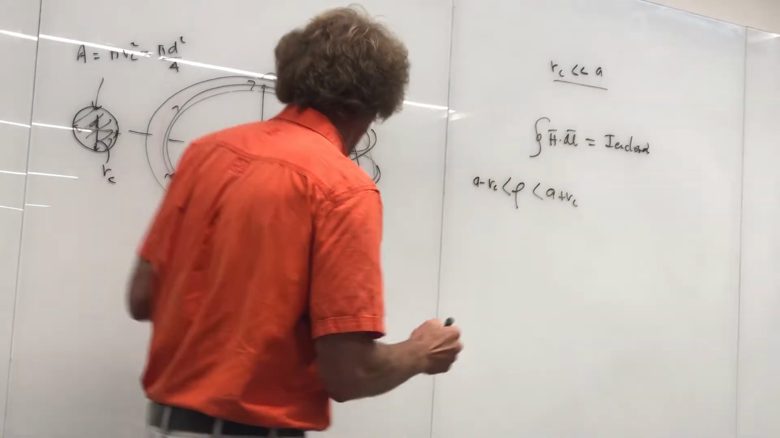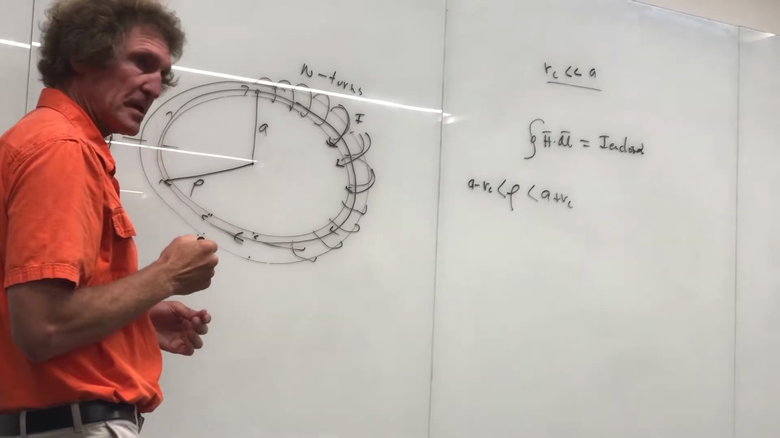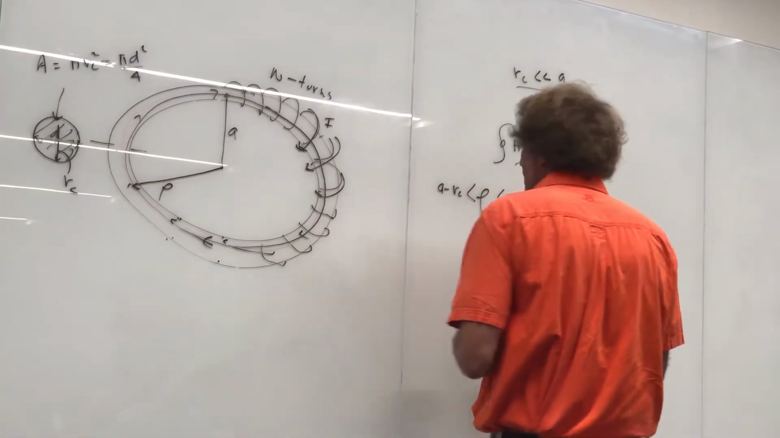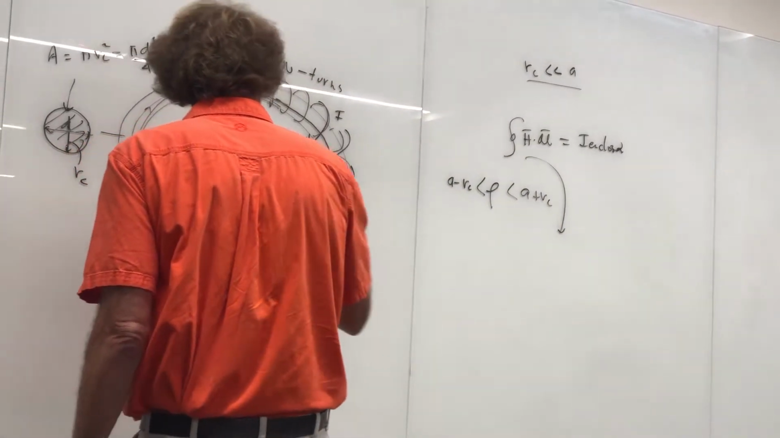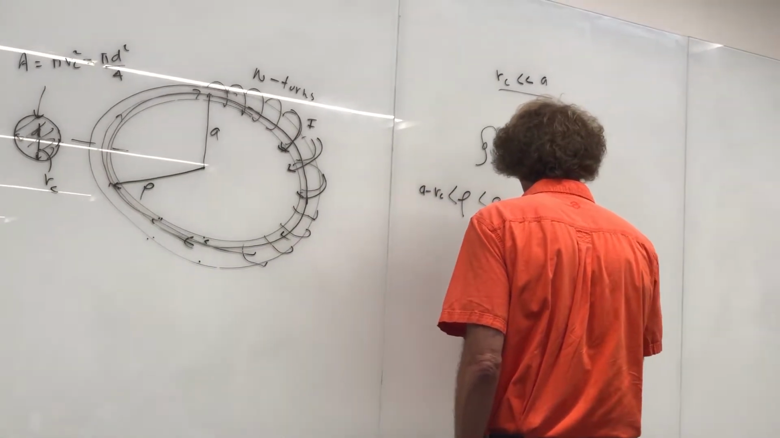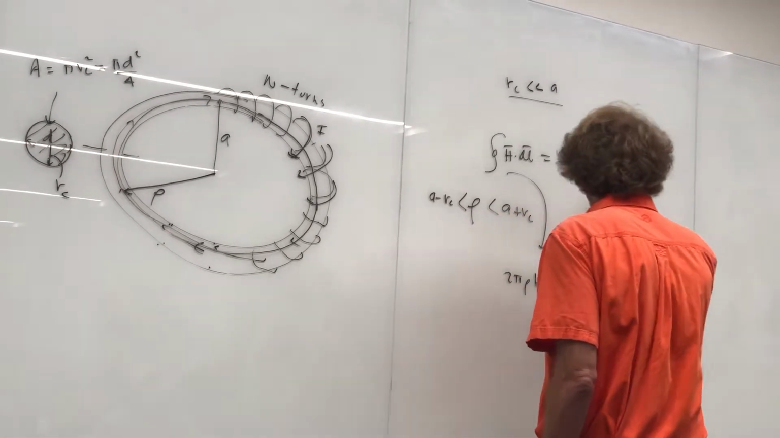In other words, I'm going to assume that I'm between here and here, where the H field is. Follow me, class? Now I say that the integral of H dot dl would just be the length of this path times the H field. The length of that path would be 2 pi rho times H phi, and that would be equal to I enclosed.